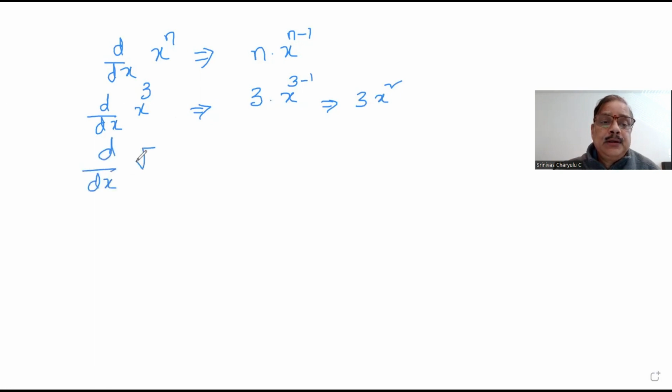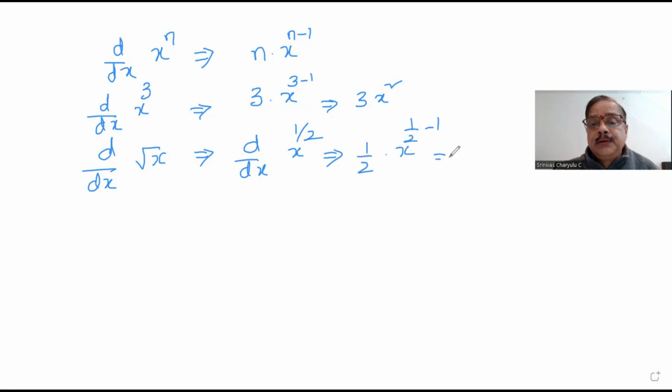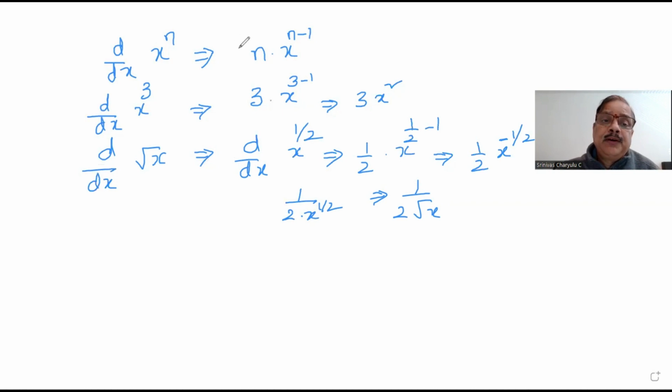If we are having, let us say, root x. So again, root x stands for x to the power of half. So half is the power here. Then half into x to the power of half minus 1, which means half into x to the power of minus half. X to the power of minus half is nothing but 1 by x to the power of half, so this can be written as 1 by 2 root x. So root x differentiation is 1 by 2 root x. So we can apply the formula like this. This is called the power formula.